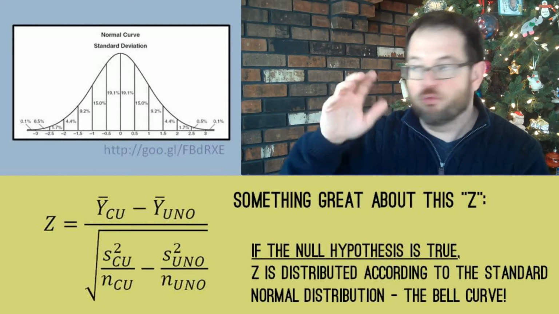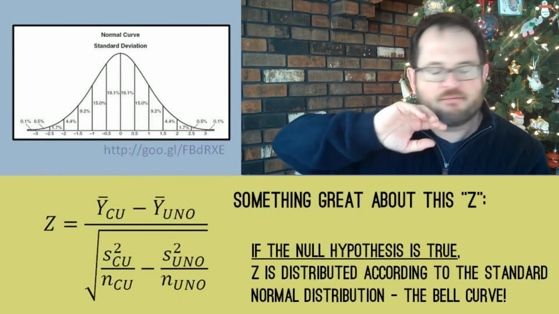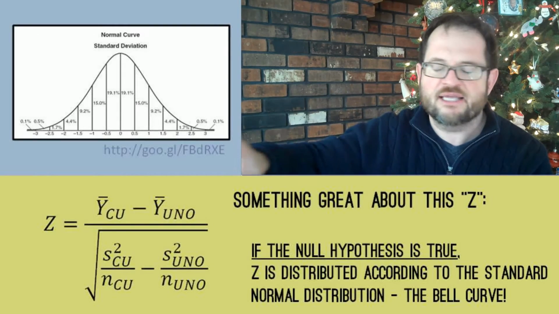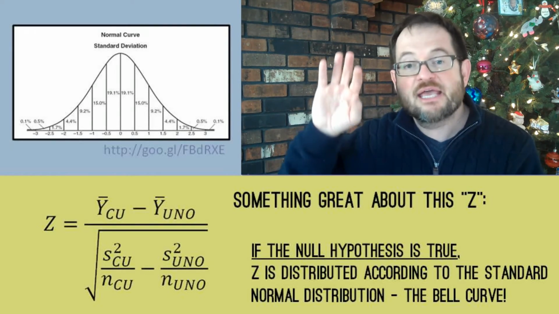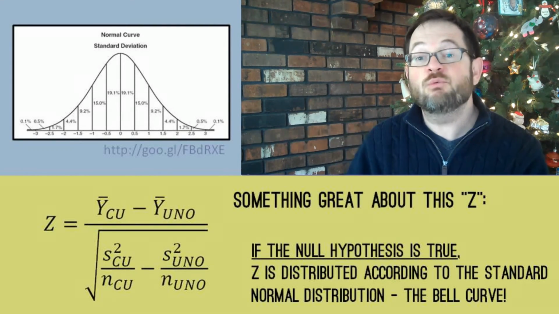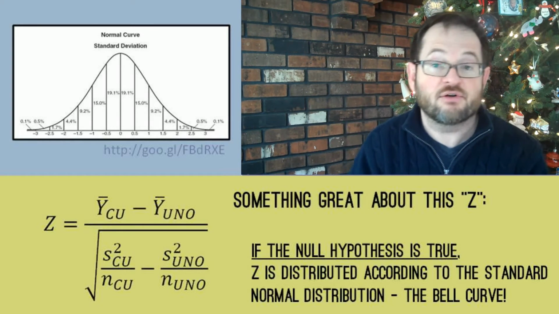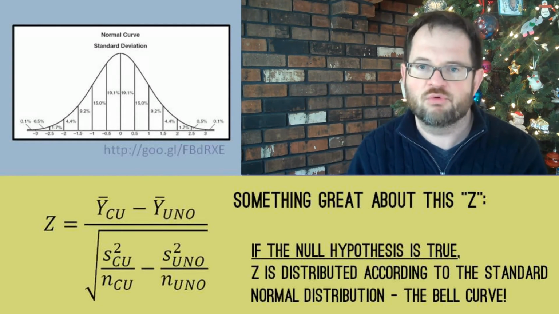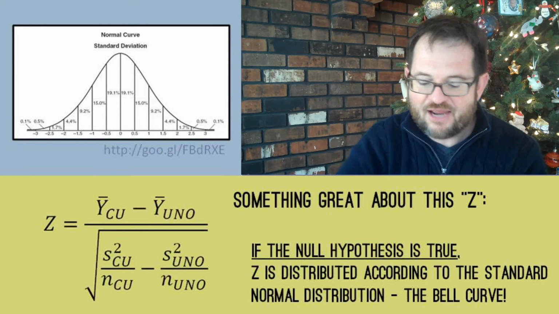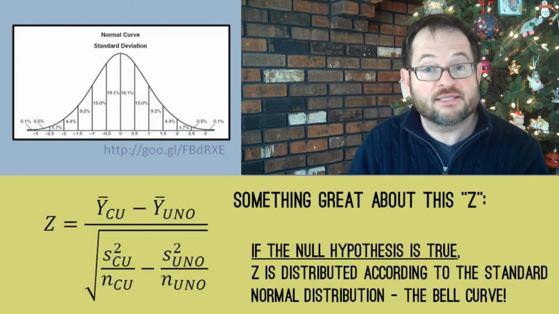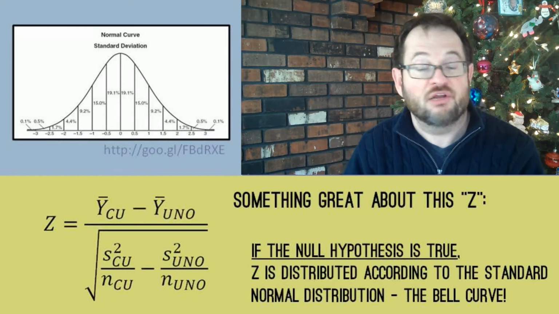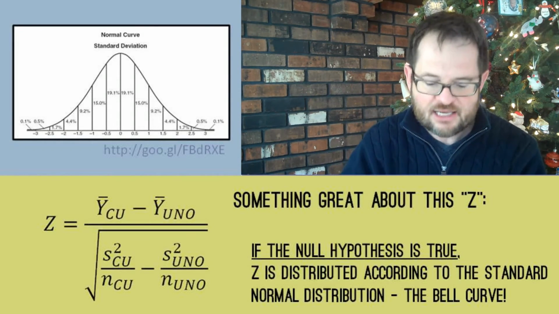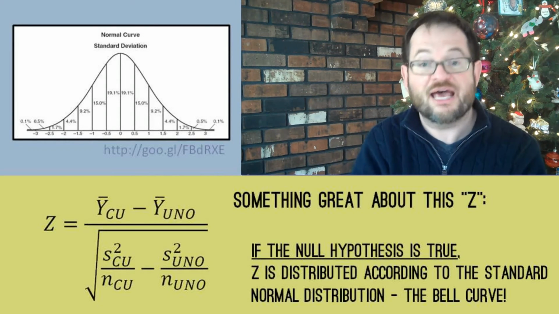Okay? It doesn't matter what the distribution of Creighton students' heights are. It does not matter what the distribution of UNO students' heights are. It can be proven that Z will be distributed according to the standard normal curve, which looks a little bit like what I have over there in the top left corner right now. We'll zoom in just a little bit. But that bell-shaped curve is what Z will look like, or its distribution. If you made a histogram of Z, it would be distributed according to that bell curve.